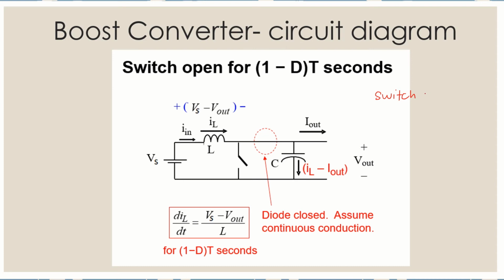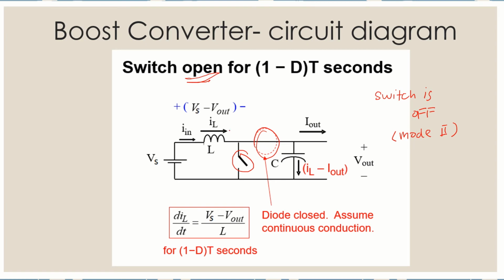Okay, so now the switch is off. In this slide, mode 2, you will see that the switch becomes open, which means it becomes an open circuit. At this time, have a look at the diode again. Now the diode becomes forward biased, so it will conduct current. It will allow current to pass through it.